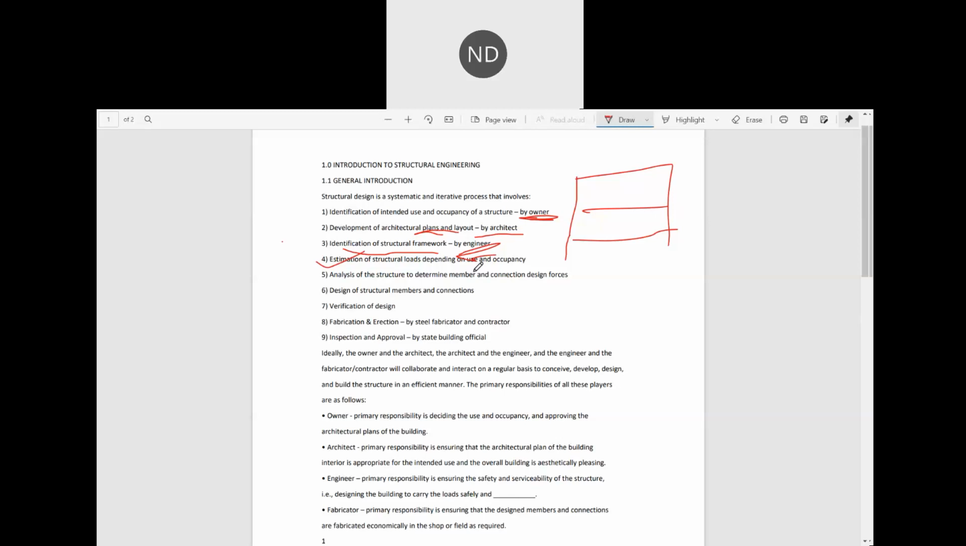Analysis of the structure to determine the member and connection design forces, all these are to be done by the engineer. Design of the structural members and connections. Verification has to be done.